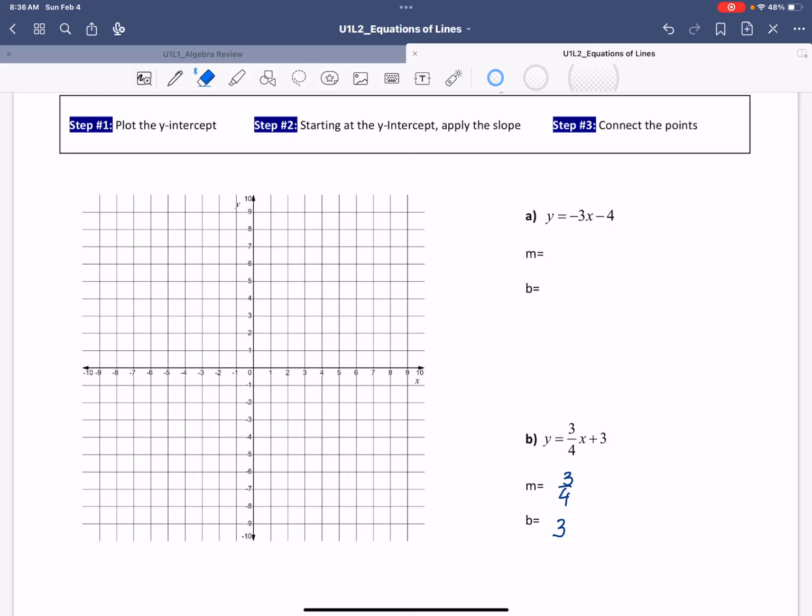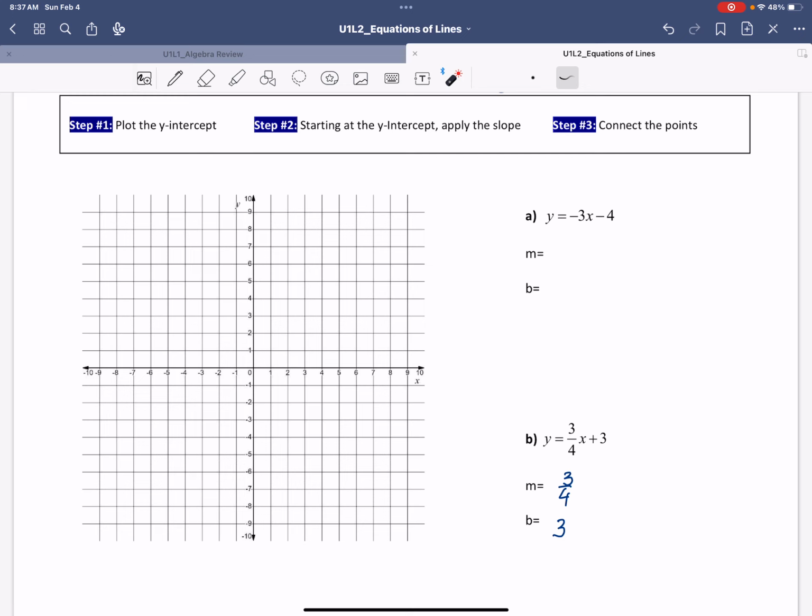We are reviewing prerequisite skills from grade 9, and this time we're looking at how to graph the equation of a line. Now remember that the equation of a line can be given in slope y-intercept form, like in this example, we have y equals negative 3x minus 4. It is very easy to draw the graph of the equation of a line from the slope y-intercept form by simply using the slope and the y-intercept.